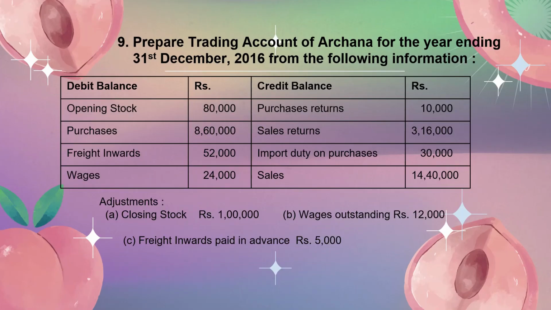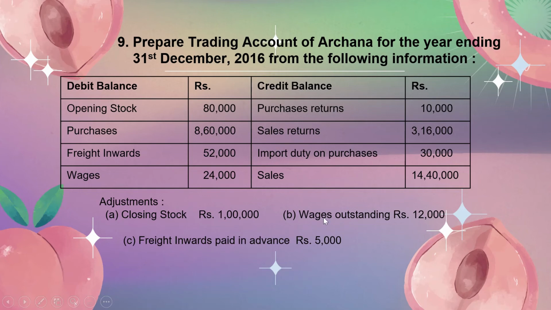And now in the 12th chapter you would have prepared the trading account and then the profit and loss account and balance sheet, so you have an idea, isn't it? Now here adjustments are there. These adjustments you have already learned. Closing stock goes on the credit side of the trading account and the asset side of the balance sheet. So now only these two you have to do.